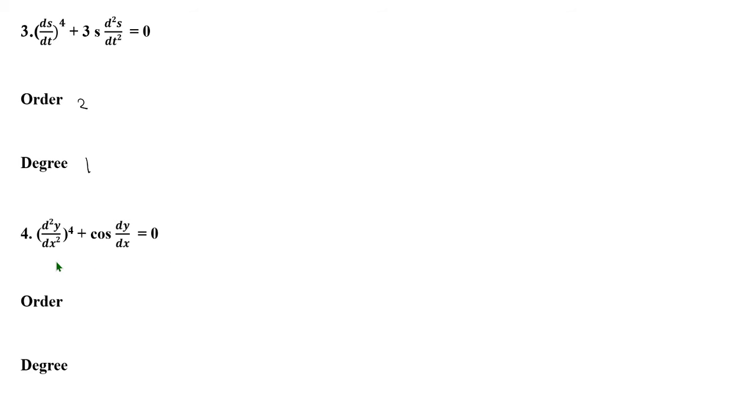The next one is d square y by dx square the whole raised to 4 plus cos of dy by dx is equal to 0. Here again the order is the highest derivative of this equation. The highest derivative is second order. So the order is 2. The degree, it is not a polynomial equation. This differential equation is not a polynomial equation because it has cos of dy by dx. So the degree is not defined.